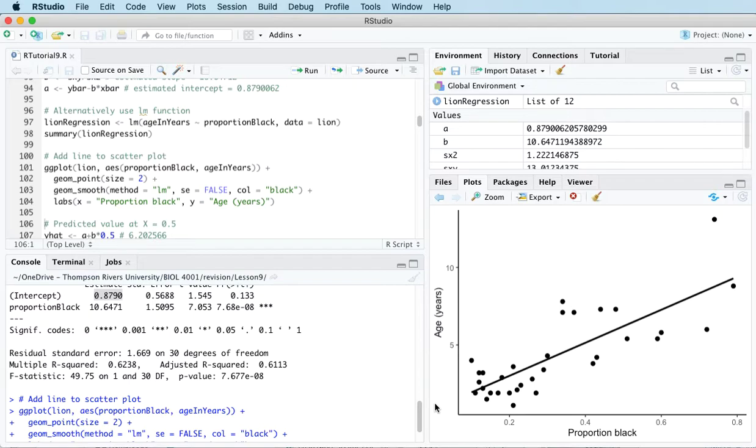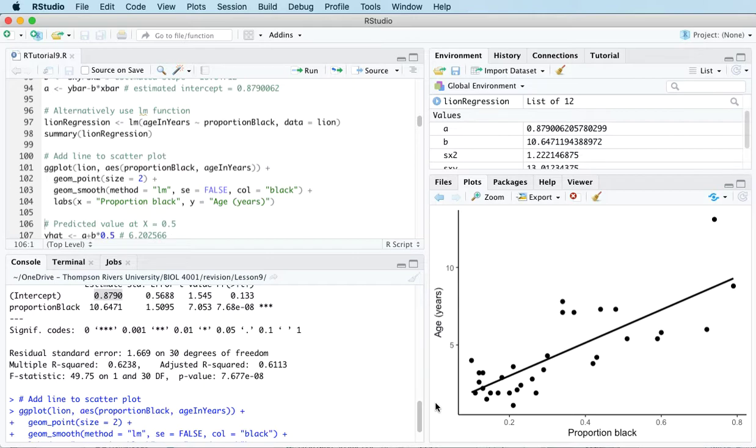But we have to be a little bit cautious when interpreting the intercept, because it needs to make sense if we're going to make that kind of interpretation. I don't study lions, so I'm not sure if there is such a thing as a male lion in Tanzania that doesn't have any black on its nose. We certainly don't have any lions like that in our sample, because the lowest value of the proportion black looks like it's about 0.1. So we don't have anything down here. Practically speaking, I'm not sure we can really interpret the intercept to say that we would predict a lion with zero black in its nose to have an age of 0.879 years.